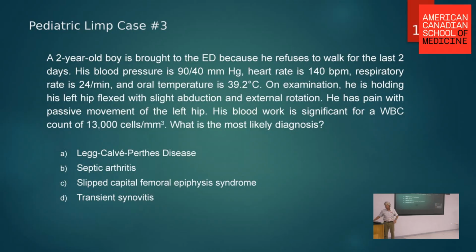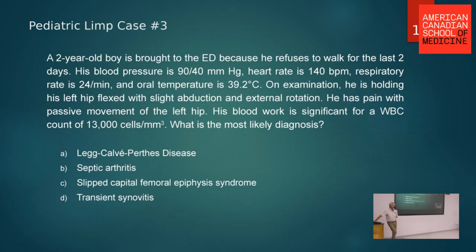Pain with passive movement of the left hip. Blood work is significant for a white count of 13,000. That's mildly elevated. Most likely diagnosis in this case with that fever, mild tachycardia? We'll explain what Legg-Calvé-Perthes disease is, and it's essentially aseptic necrosis of the femoral head. So septic arthritis clearly is in the differential for this kid. Fever, refusing to walk on a joint.